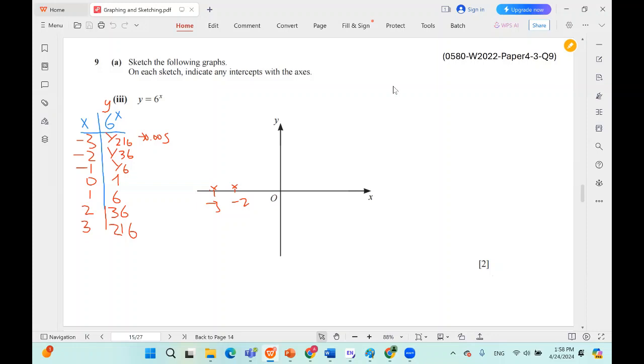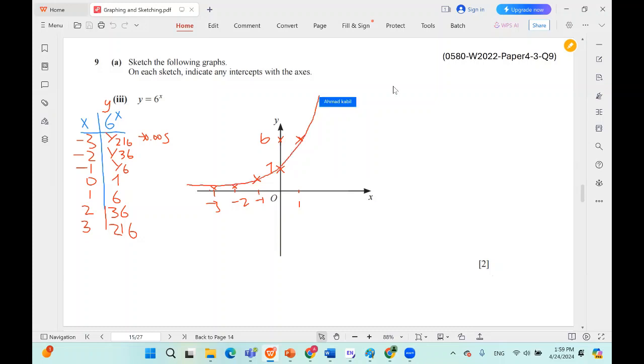For -1, you have 1 divided by 6. This is now 0.1, so this is slightly higher than the other two. So it looks something like this. And then 0.1 is here. So this is an easy point to draw. And then 1, 6. So now we are increasing very quickly. And 2, 36. This is way beyond our scope. So we don't actually need to draw these. We just understand that it rises up very quickly. So the curve is going to look something like this.